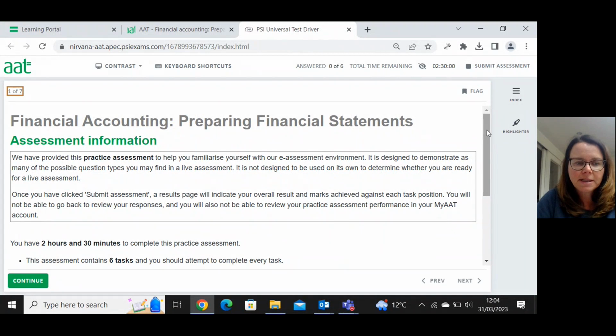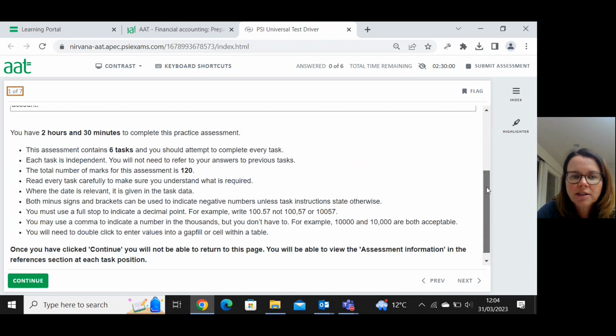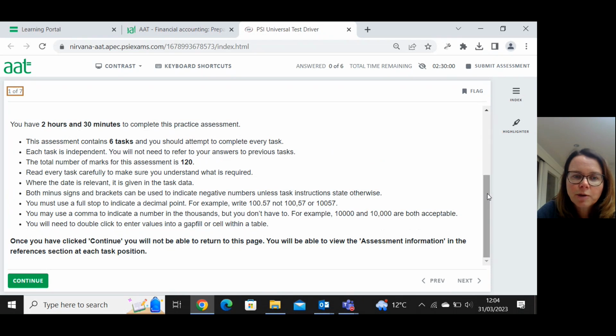So this is the screen for the new software. It's a 2.5-hour exam with 6 tasks to complete. Total marks available 120.